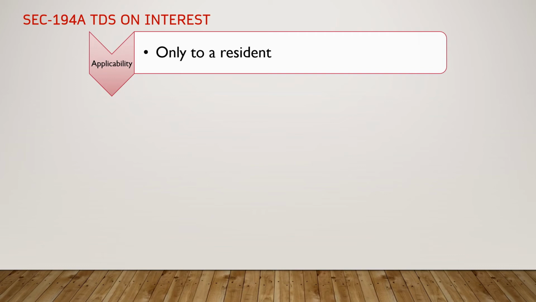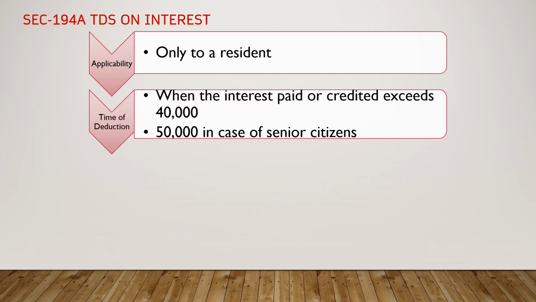If he is a non-resident, there is a separate section called 195. In this video, I am speaking only about a person who is a resident. And the time of deduction: the time of deduction is when the interest paid or credited exceeds 40,000.